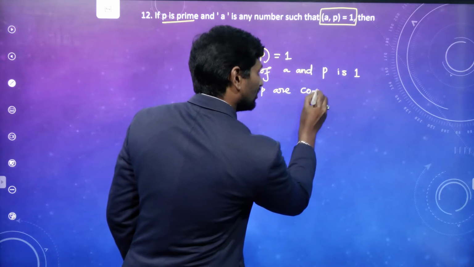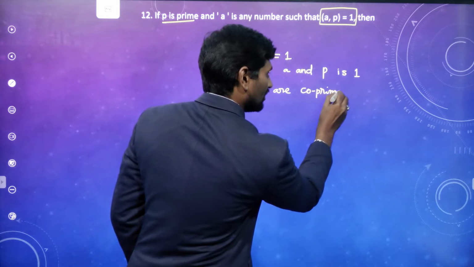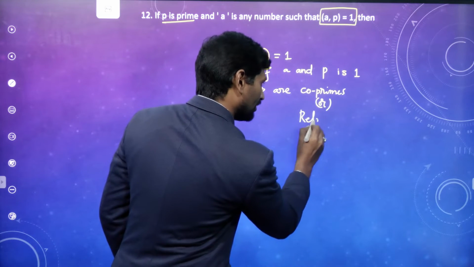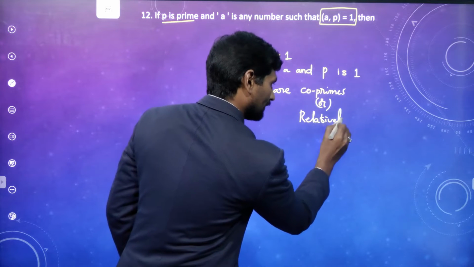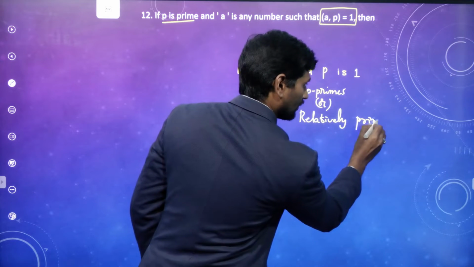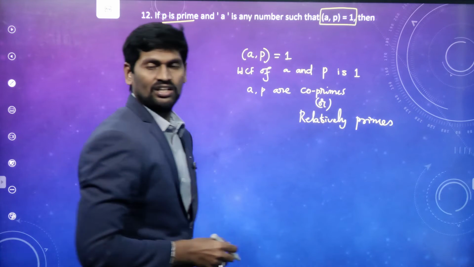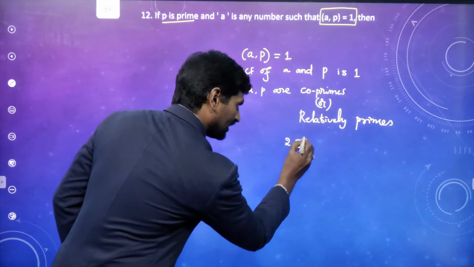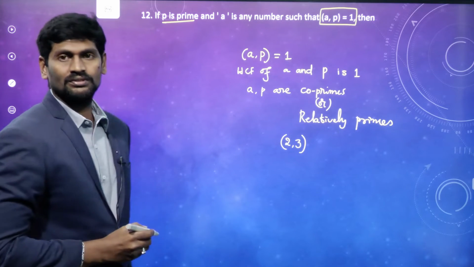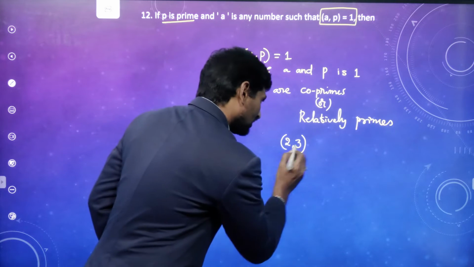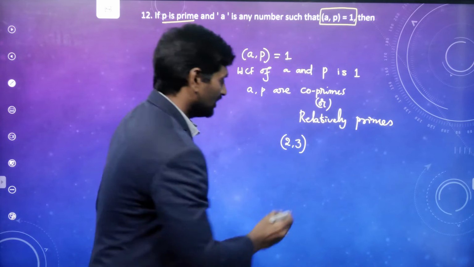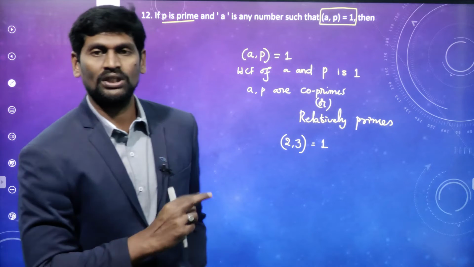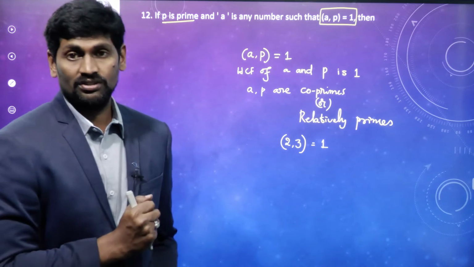Yes, A and P are co-primes, or relatively prime numbers. For example, if it is given in the bracket as (2, 3), we can say that the HCF of 2 and 3 is 1, because 2 and 3 are both co-primes.